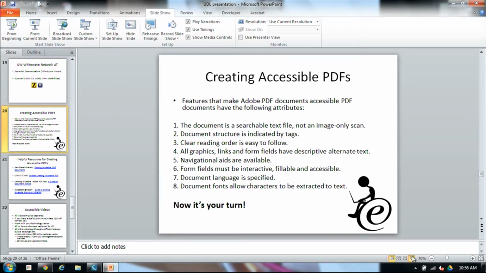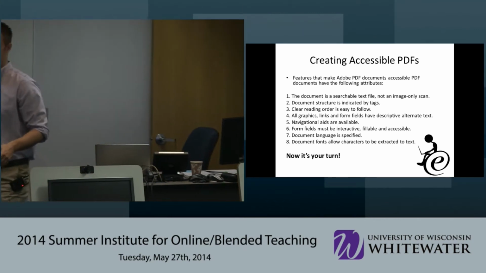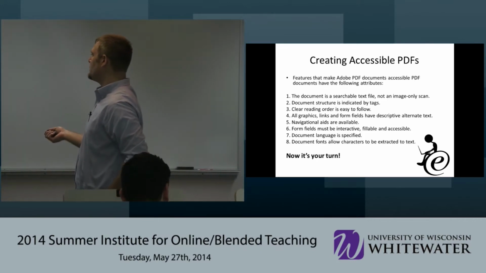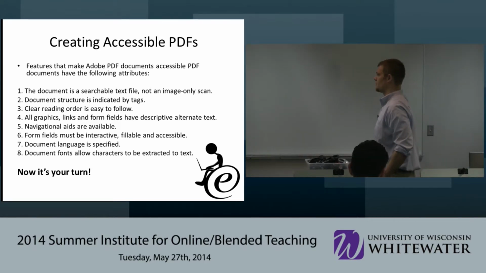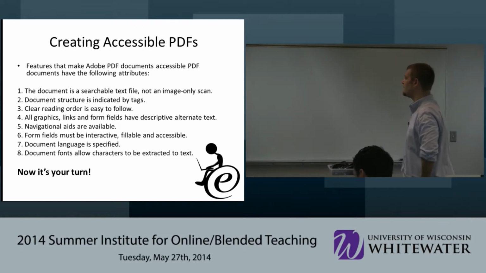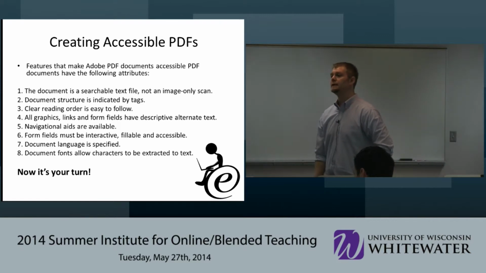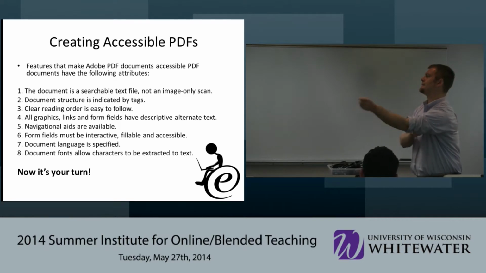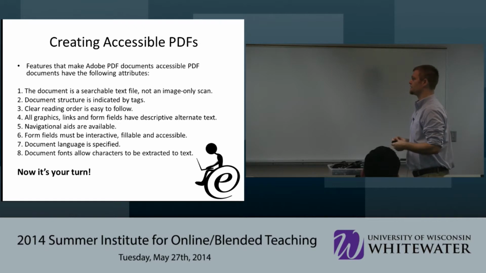So here is a slide on creating accessible PDFs, and on the very bottom it says, now it's your turn, but because of time issues, we're not going to play with that. Adobe PDF documents can be made extremely accessible. It just takes a little bit of work. So the document becomes searchable by text and not only image. If you take a book, slap it on a copier, scan it, and email it to you, that is going to save as an image, and so none of that is accessible, essentially.